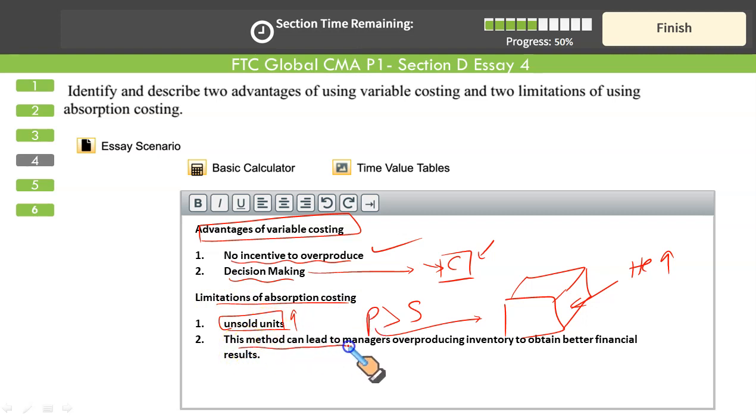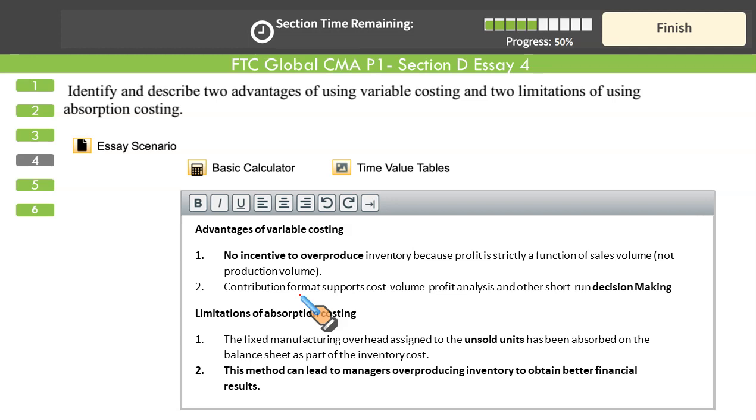This method can lead to management overproducing inventory to obtain better financial results, as we discussed earlier. In fact, one contra, the opposite to the earlier point, is given here too. Under absorption costing, management will deliberately produce more to manipulate the numbers, right? So just a couple of lines for each of these would be sufficient to answer satisfactorily on this part.